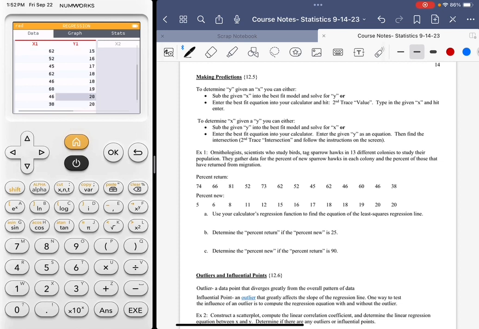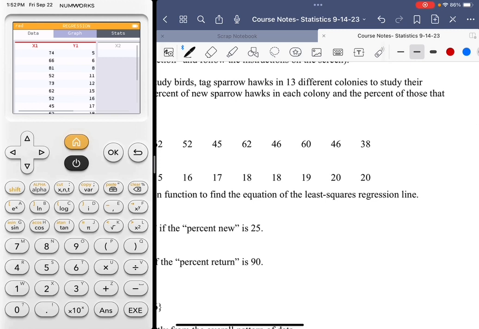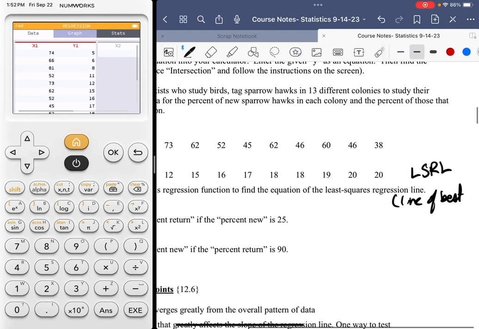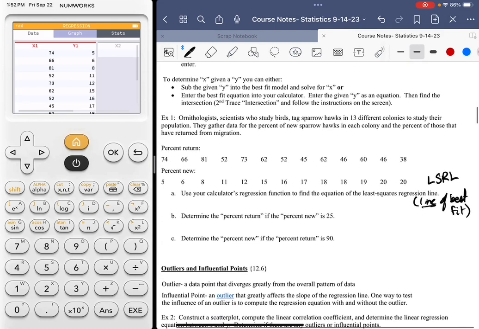All right, so now that I have it in, I'm going to go to graph. It's asking for the equation of the least squares regression line, which is also known as the LSRL, but it's also the line of best fit. The key word there is linear. It's a linear regression model.